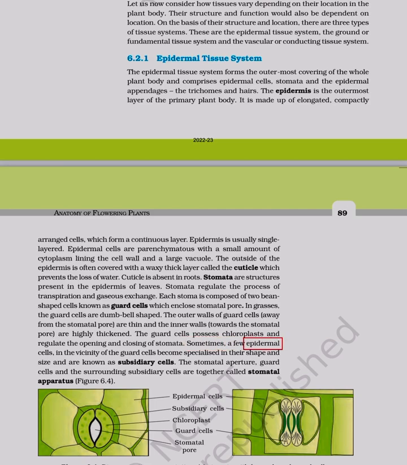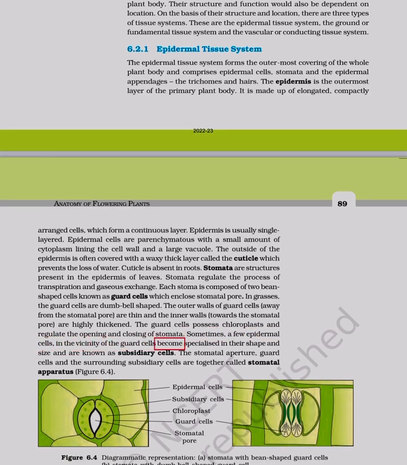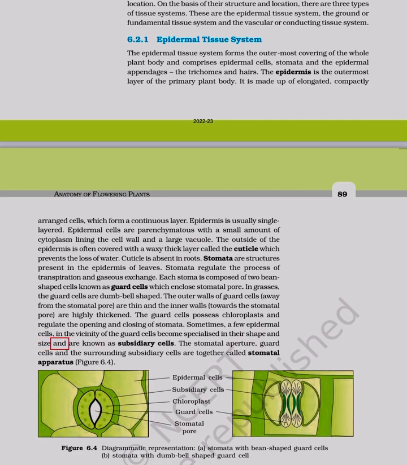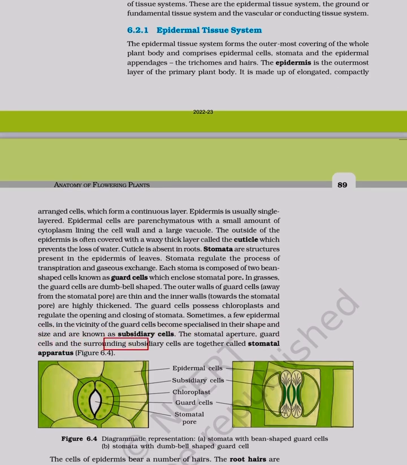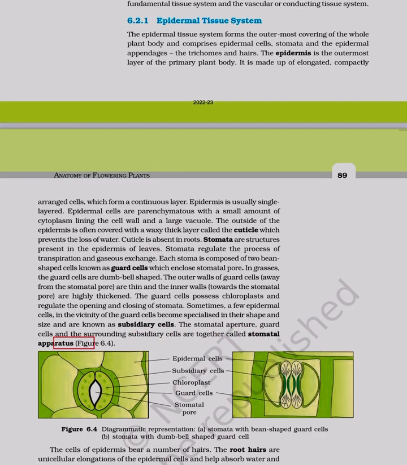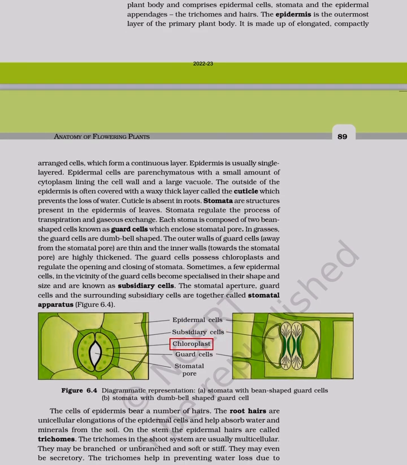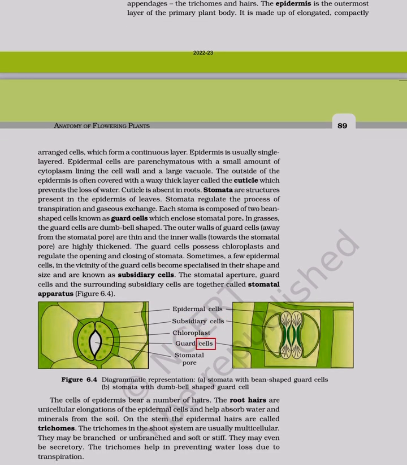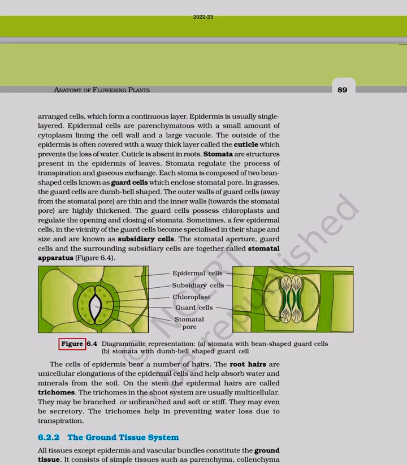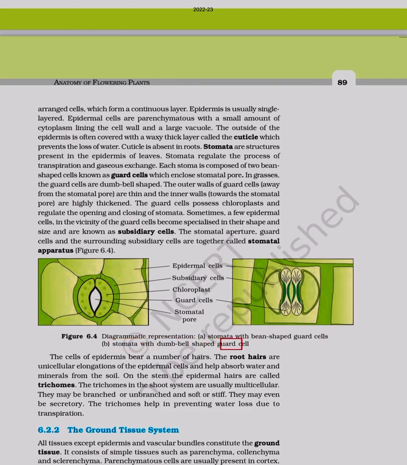Sometimes, a few epidermal cells in the vicinity of the guard cells become specialized in their shape and size and are known as subsidiary cells. The stomatal aperture, guard cells and the surrounding subsidiary cells are together called stomatal apparatus. Figure 6.4. Epidermal cells, subsidiary cells, chloroplast, guard cells, stomatal pore. Figure 6.4 diagrammatic representation. A. Stomata with bean-shaped guard cells. B. Stomata with dumbbell-shaped guard cells.